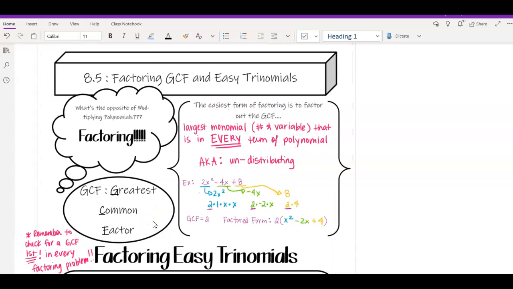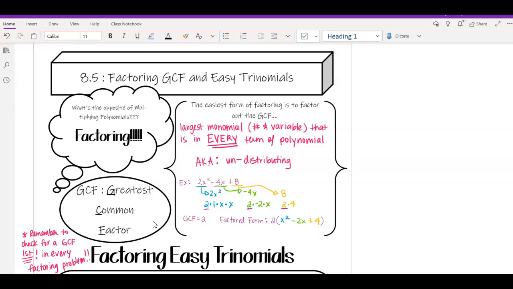Okay, so let's talk about where all of this is going and what the heck we're trying to do. At the first part of this chapter, last section, we went through and multiplied a whole bunch of polynomials. So the second half of this chapter is going to be undoing the multiplying. Now, normally the opposite of multiplying is division, but with polynomials, the opposite of multiplying is what we call factoring.